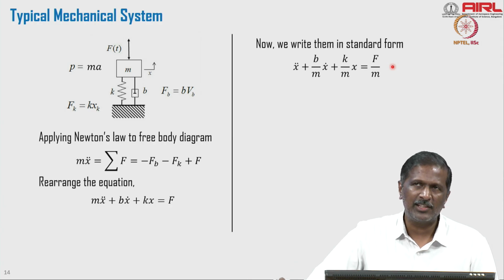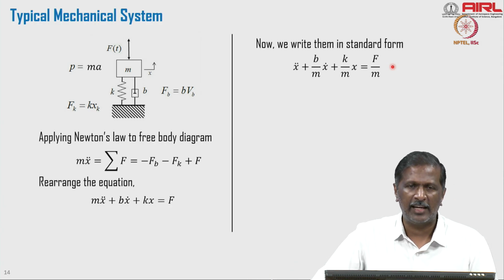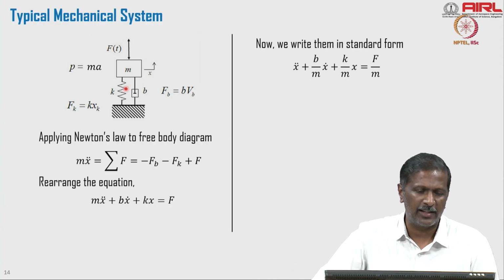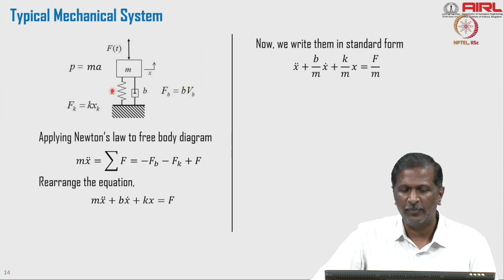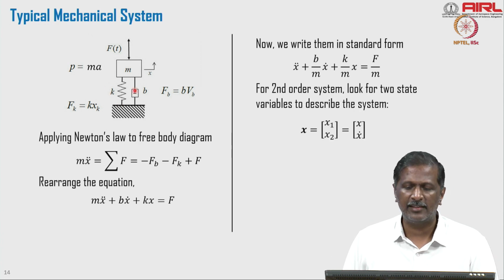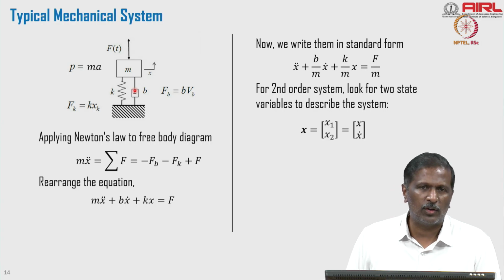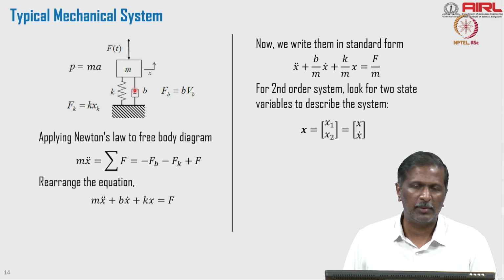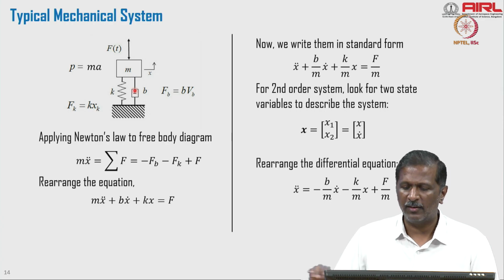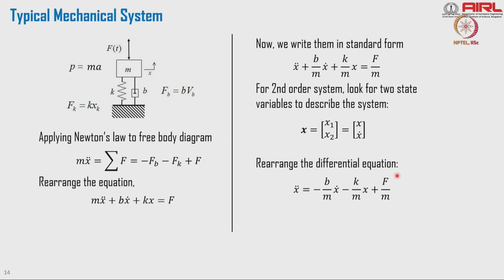Now, I mentioned earlier, if you want to pick up the states, they should be energy storage elements. There are two energy storage elements here, one is the spring, the other one is the damper. I can take them as states, x1 and x2, there are two states, x1 depends on the displacement, x2 depends on velocity, that is x1 is x, x2 is x dot. If I am just going to rearrange the differential equation, x double dot equals minus b by m x dot minus k by m x plus f by m, basically bringing these two terms to the other side of the equation.